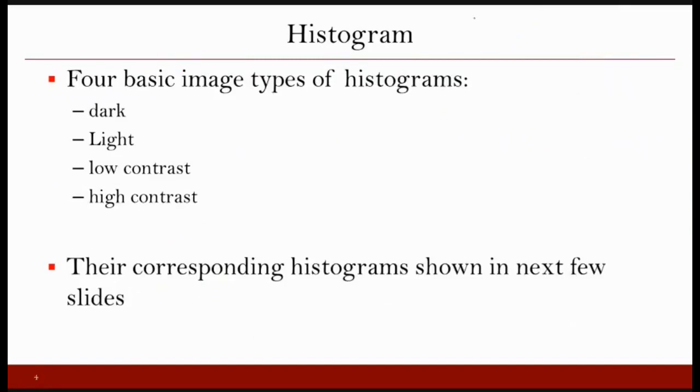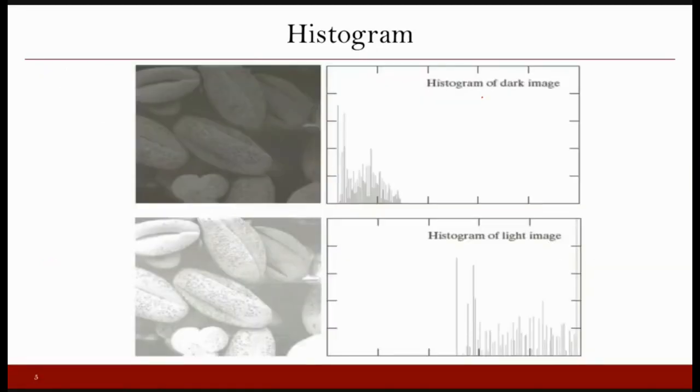We are going to see 4 basic types of histograms. We will have images which are dark, and a particular type of histogram for dark images. Similarly, for light images, we'll have a particular kind of histogram. For low contrast and high contrast images also, we'll have a different kind of histogram. So based on these 4 types of images, we are going to have 4 different types of histograms, and let us see their examples one by one.